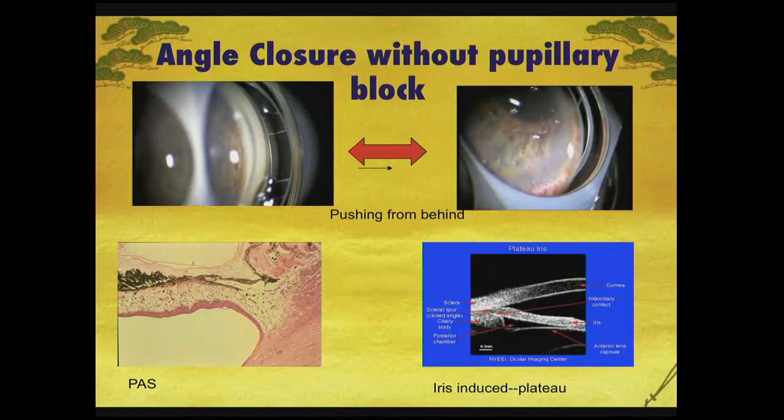Angle closure can also happen without pupillary block. This is if there's something pushing from behind, like a sudden submacular hemorrhage or a tumor, or it can be if the iris is being pulled due to synechiae.